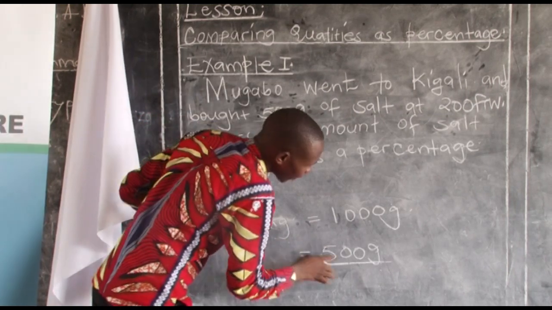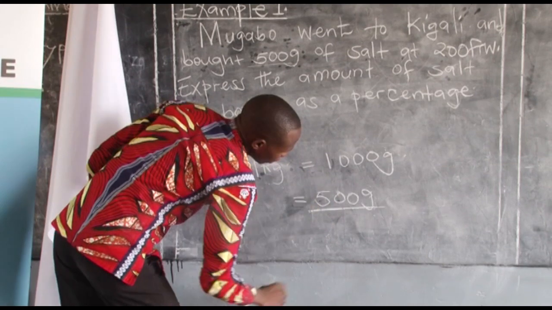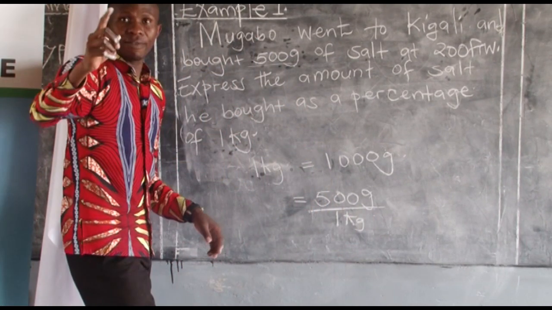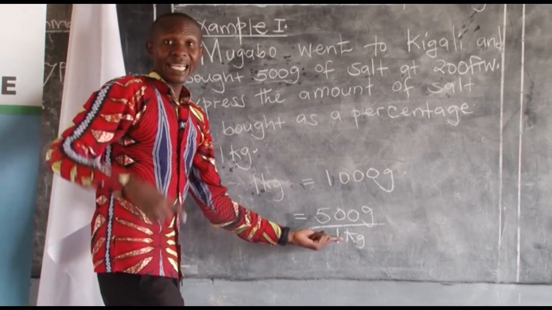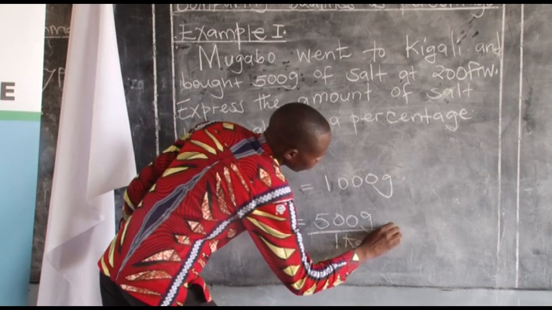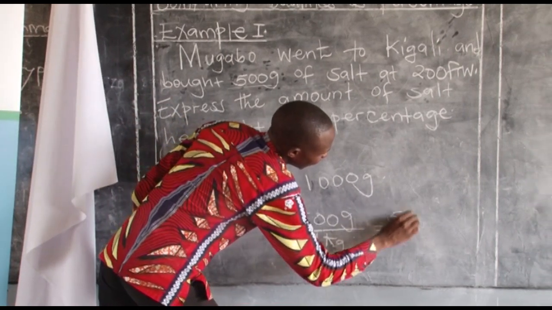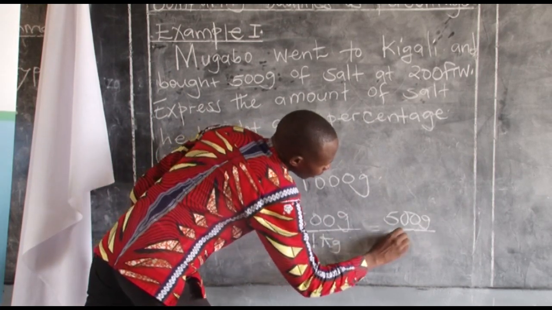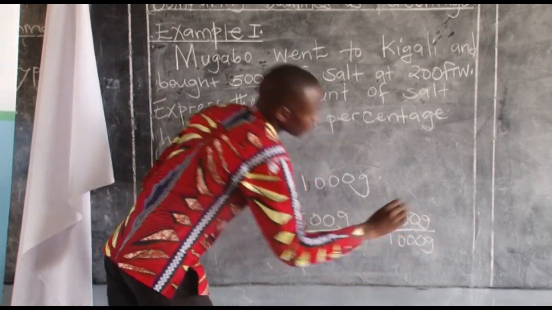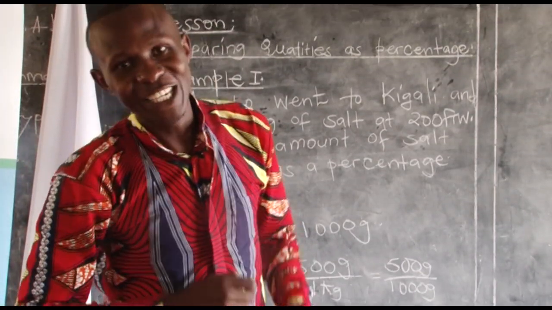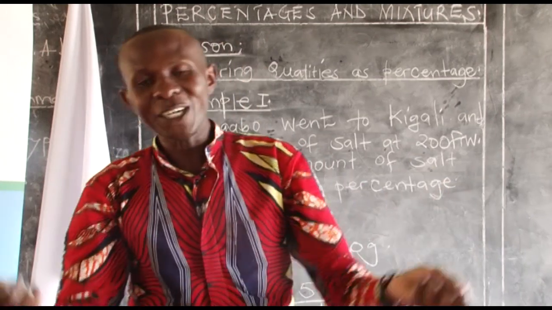So it will be 500 grams out of 1 kilogram. And we know very well that 1 kilogram is equivalent to 1,000 grams. So this will give us 500 grams out of 1,000 grams. Remember, we are changing to percentages. So if we are changing to percentages, what is the next step?